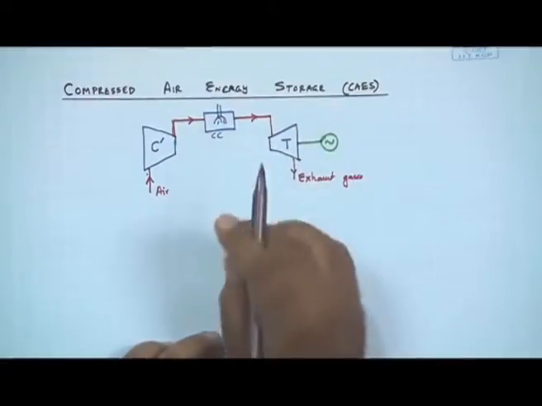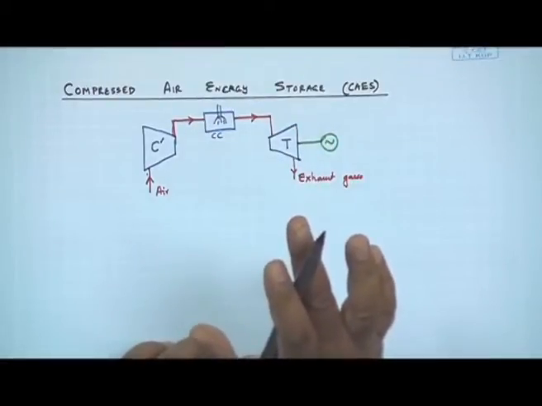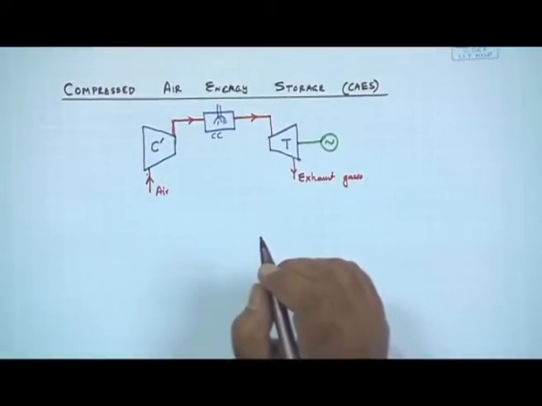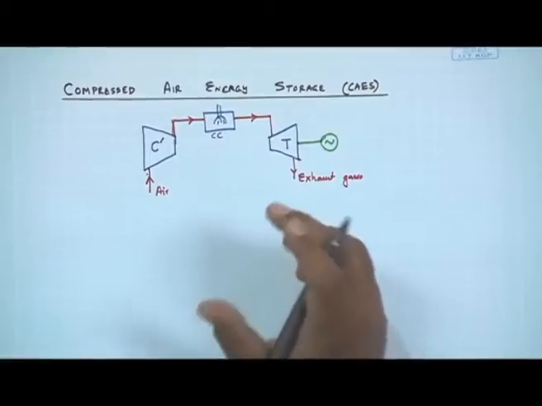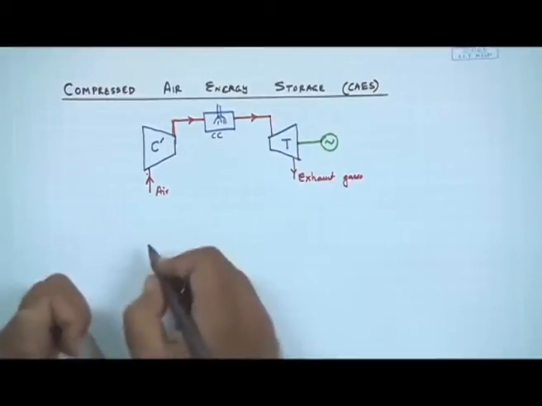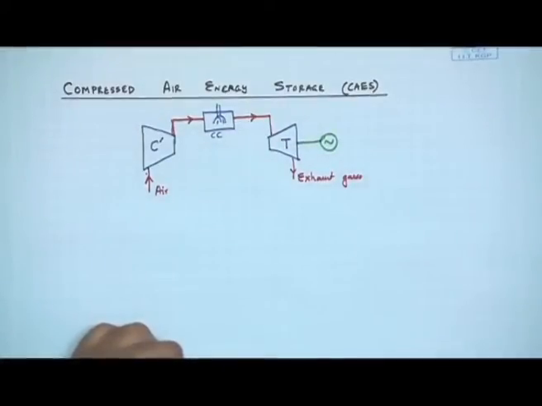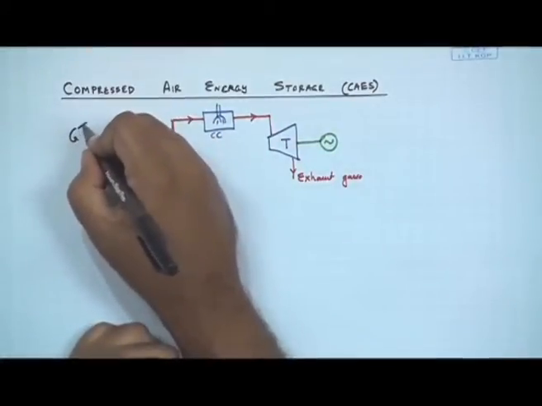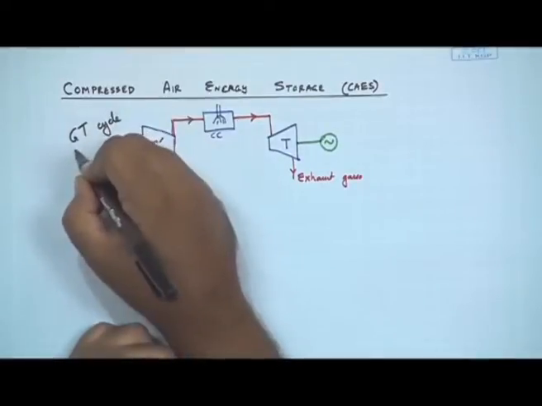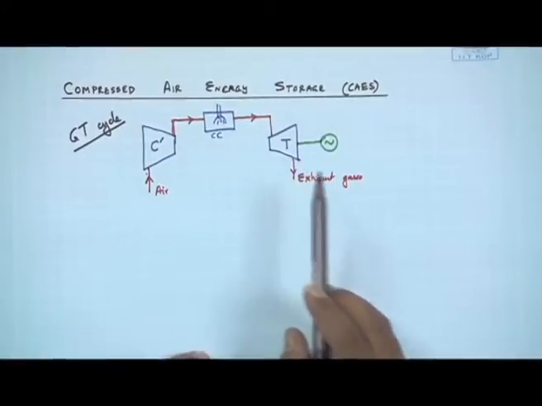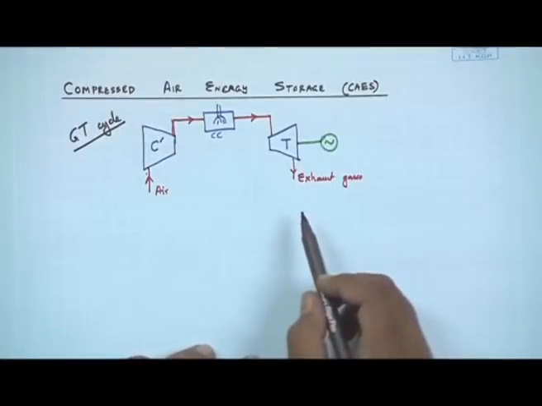Now, in an energy storage plant, what happens is something similar. We still have a compressor which is used to compress air. Okay. So, let us draw that again. So, this was a gas turbine cycle.